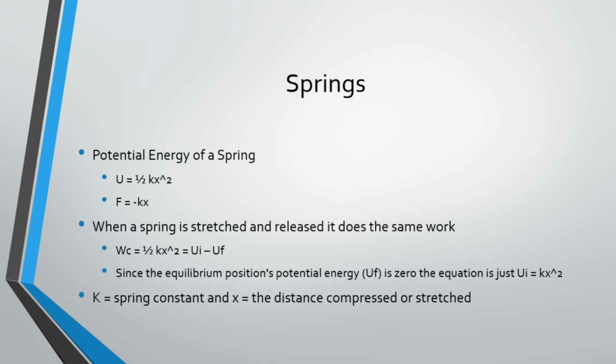Springs. So springs are pretty easy to work with. The only thing you really need to know is the equation U equals 1/2 kx squared, where U is the potential energy of the spring, K is the spring constant, and x is the distance compressed or stretched on the spring. Since the equilibrium position's potential energy Uf is 0, the second equation that you see over there that has Wc ends up just being Ui equals 1/2 kx squared, and that's your potential energy of a spring. And you also should remember when you're doing these problems that F equals negative kx.